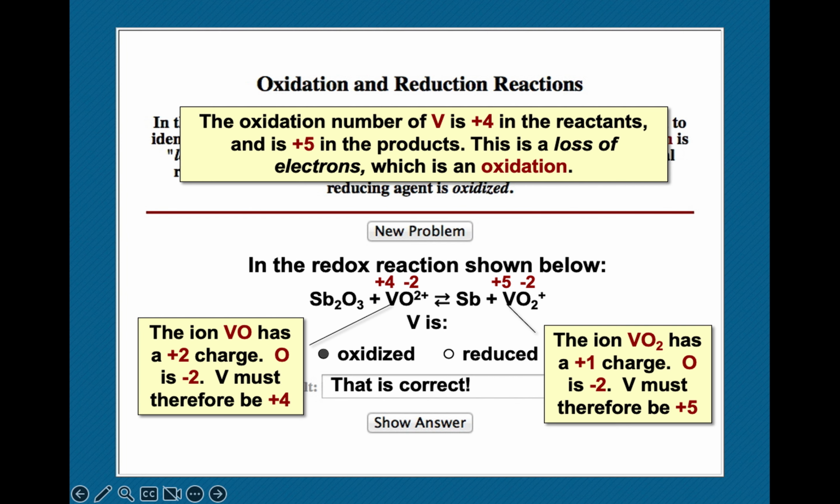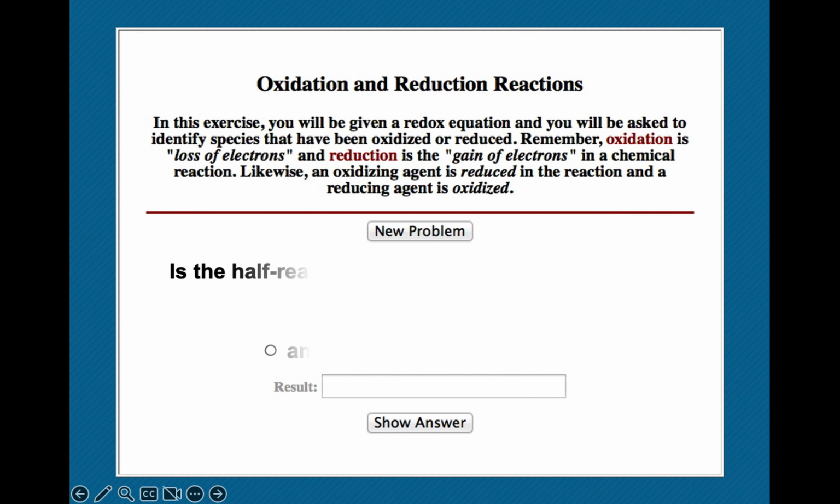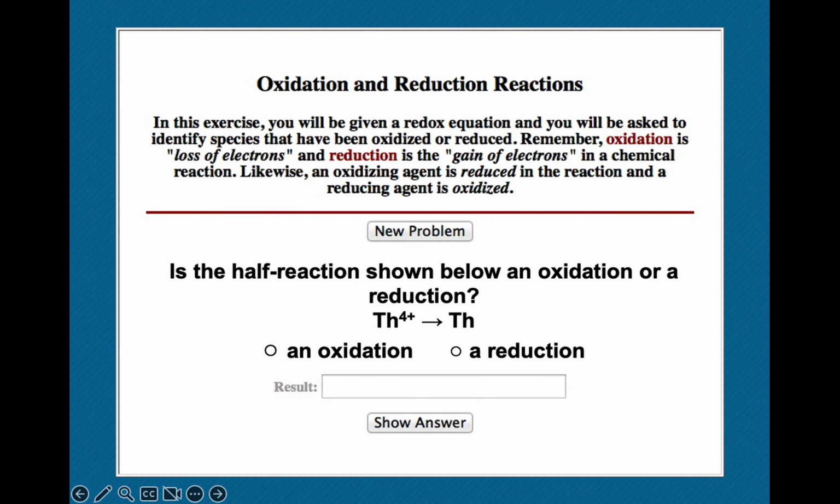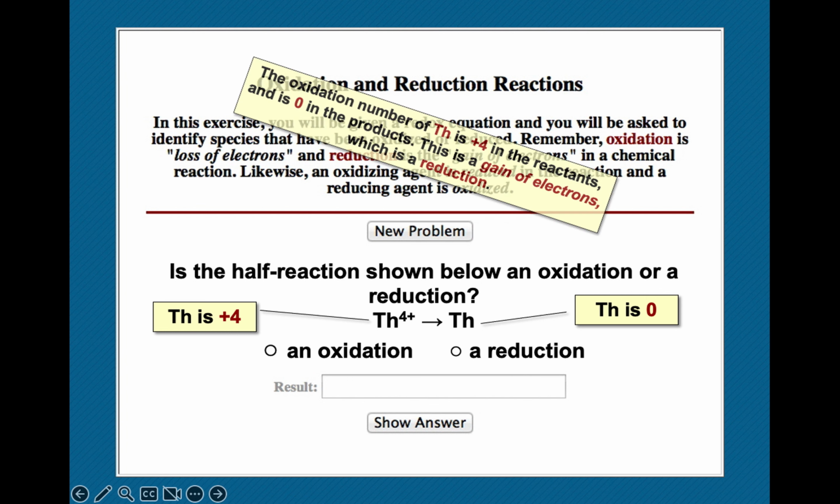One more. Thallium here. Again, the half reaction, that's all we care about. Starts off as +4, goes to 0. Is that going to be an oxidation or a reduction? It hasn't lost electrons, has it? It has gained 4 electrons. That's a reduction.